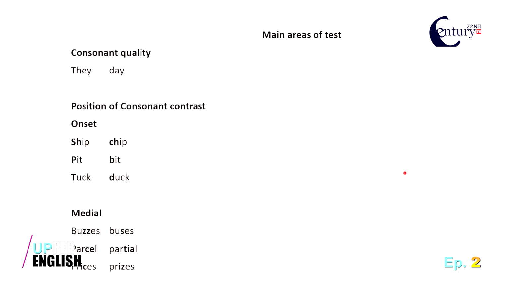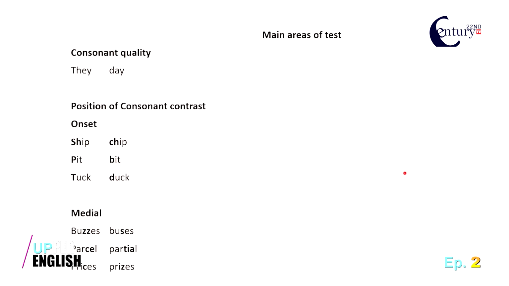Again, we have pit and bit. See the P sound, and bit, the B sound. See, they come in the beginning. So we call this one onset. We have tuck and duck. See, tuck, t, and duck, d. You see, the D sound. So when the test in consonantal difference comes in the beginning, then of course we speak of the onset.